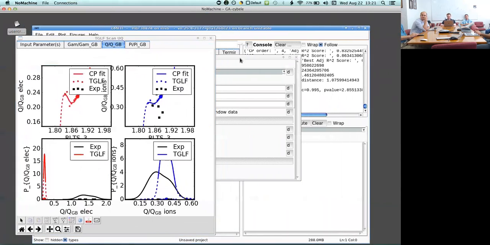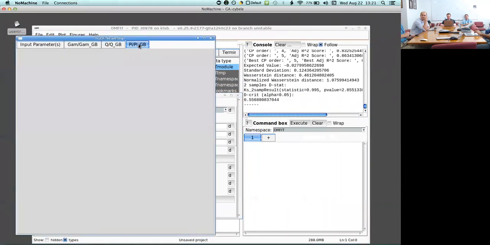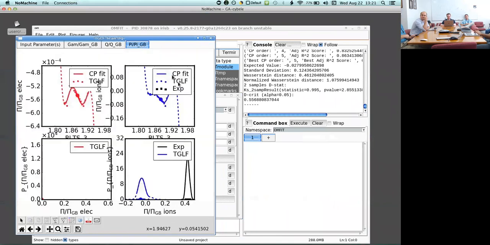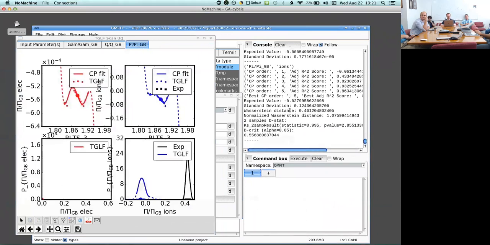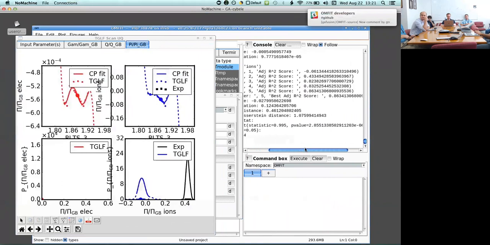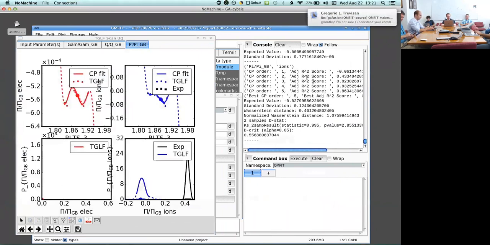So what I would like to show here is, for instance, this is for the momentum flux. From here, if we look at the console, we can see how for different values of the chaos polynomial order, this adjusted R squared is being calculated, and what order of the chaos polynomial seems to be the best. So that's how this decision making of coming up with the best heuristic model is being made over here.